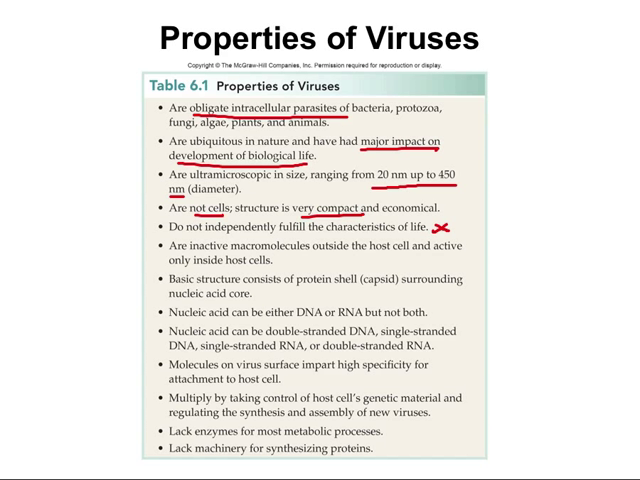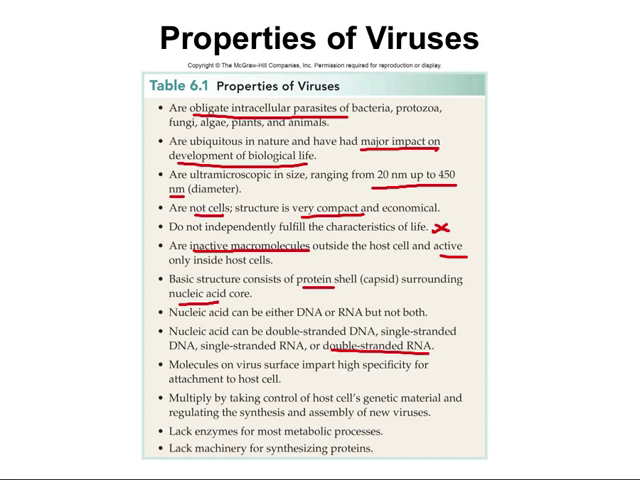When they're outside the host cell, they're inactive macromolecules. However, once they're inside their host, they become active. Their basic structure consists of a protein shell surrounding nucleic acids. The nucleic acid inside them can either be DNA or RNA, but not both. It can come in the form of single-stranded DNA or double-stranded DNA. It could be single-stranded RNA, or something we don't often see, double-stranded RNA.